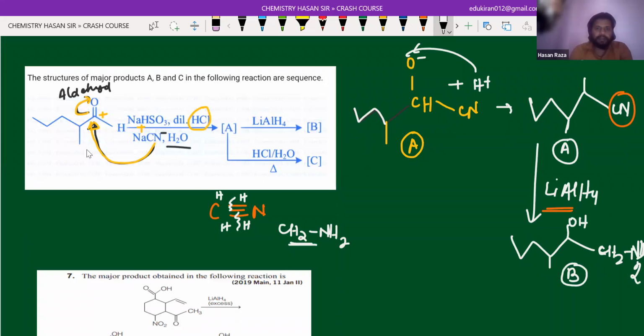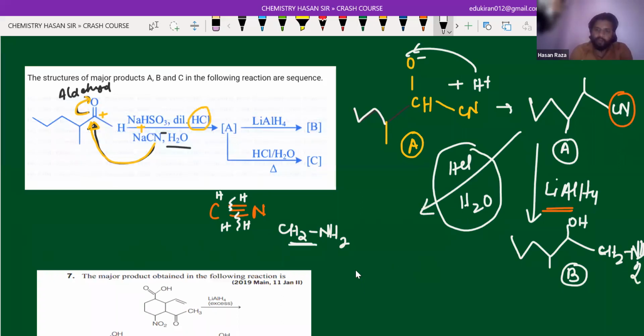And you can see if you are going to do HCl in the presence of water, what will happen? This will be oxidized into carboxylic acid. The rest part will be as it is. So this question is your previous year's question. Please do write it. It's a very good question.